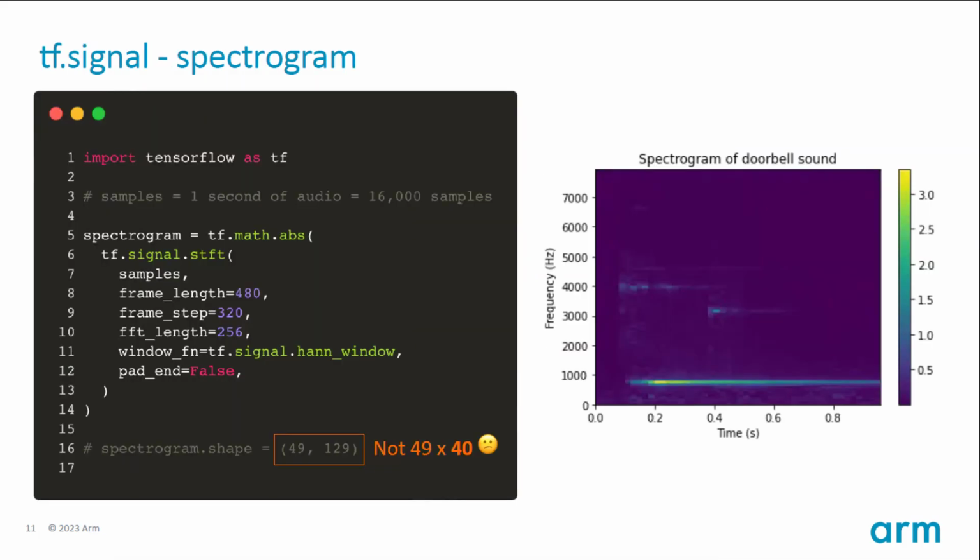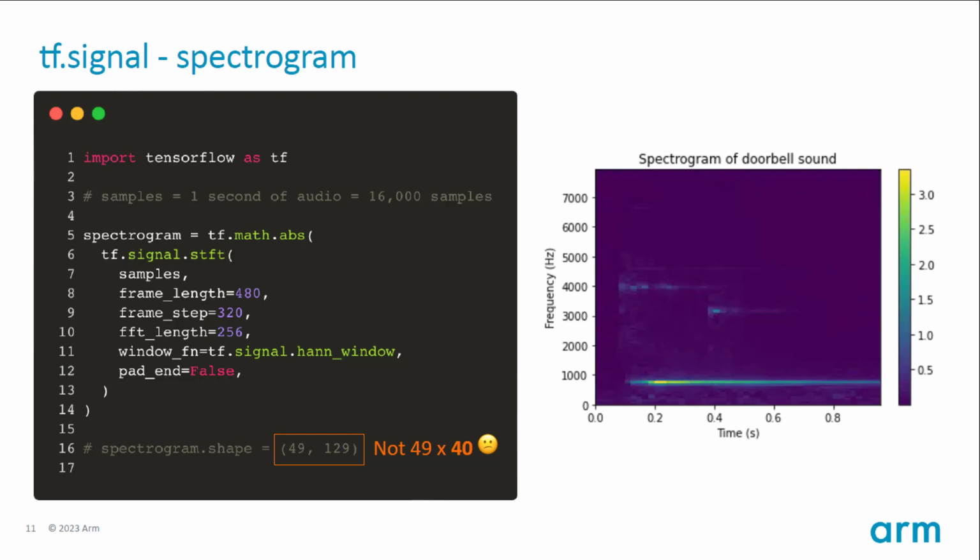So again, TensorFlow has a very nice signal processing package. We can create this audio spectrogram using 2 API calls, passing in the 48 frame length and the 320 step size that we determined before, and the FFT length of 256. This gives you an output of 49 by 129, which is not the 49 by 40 that we wanted.